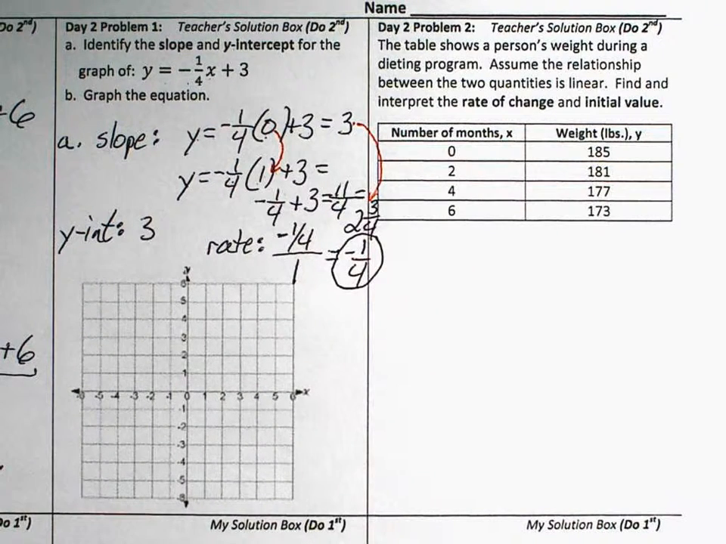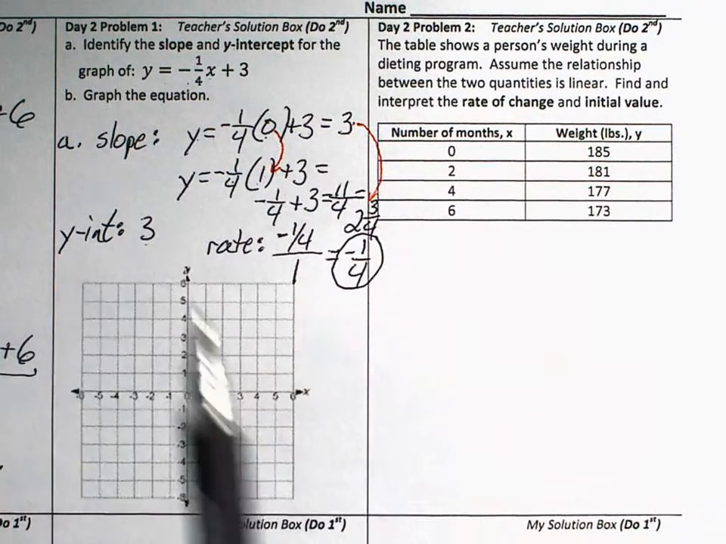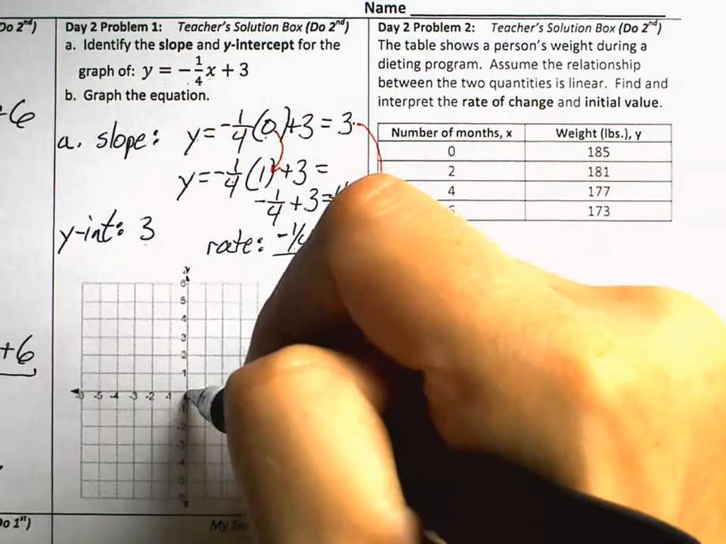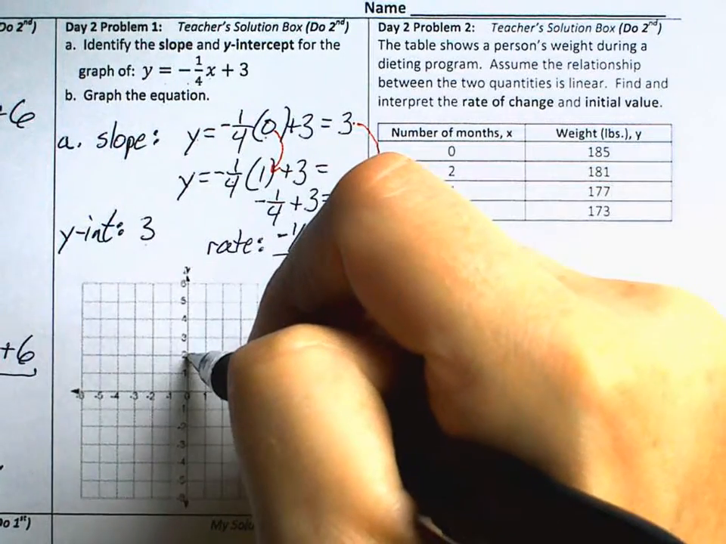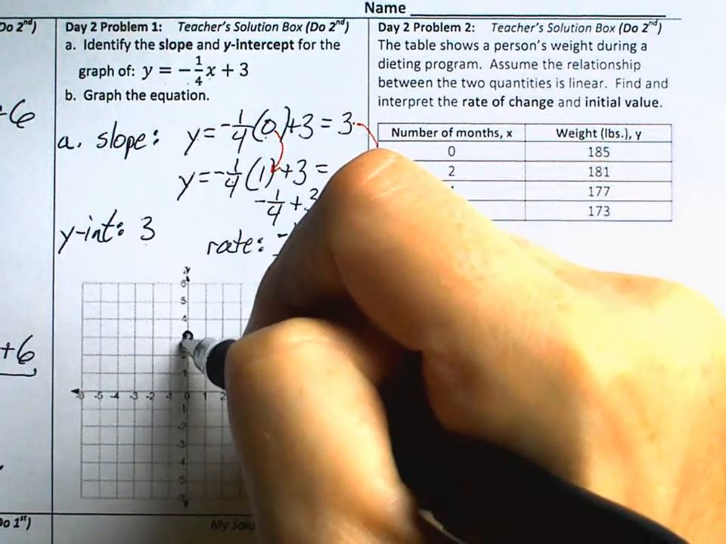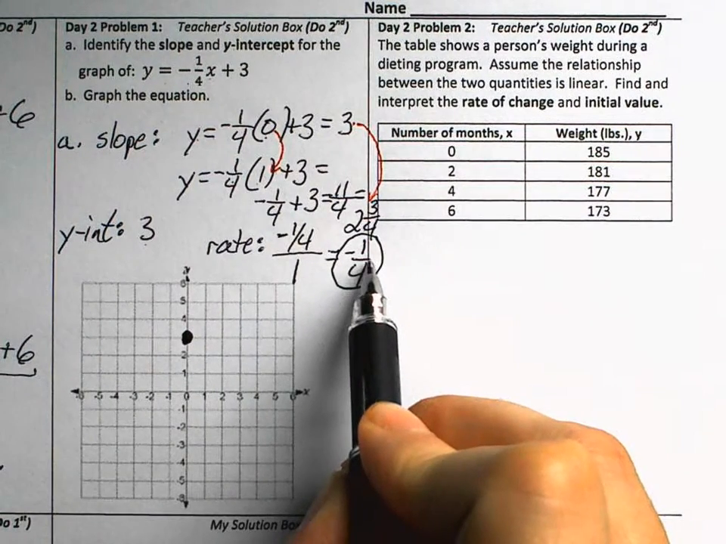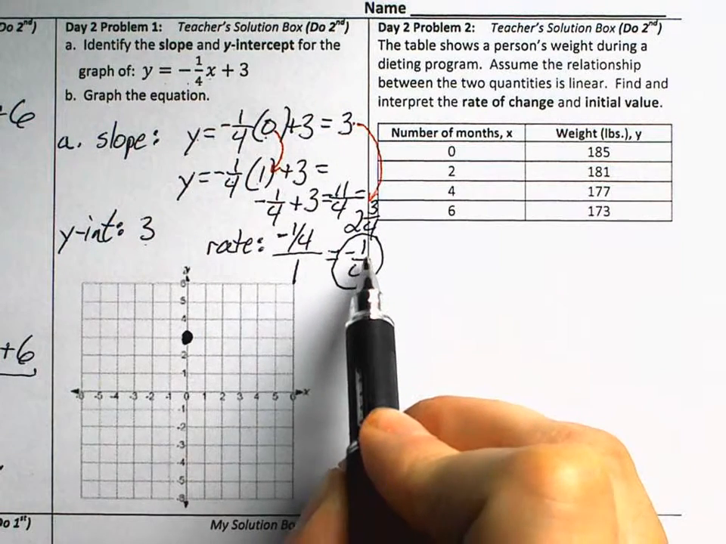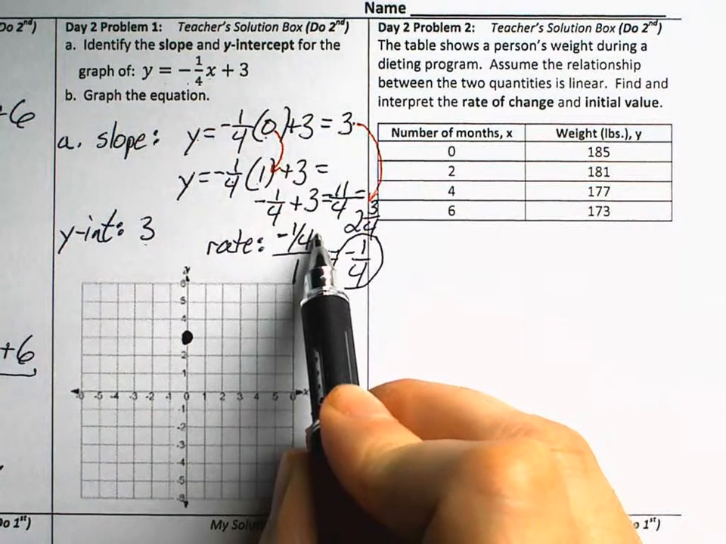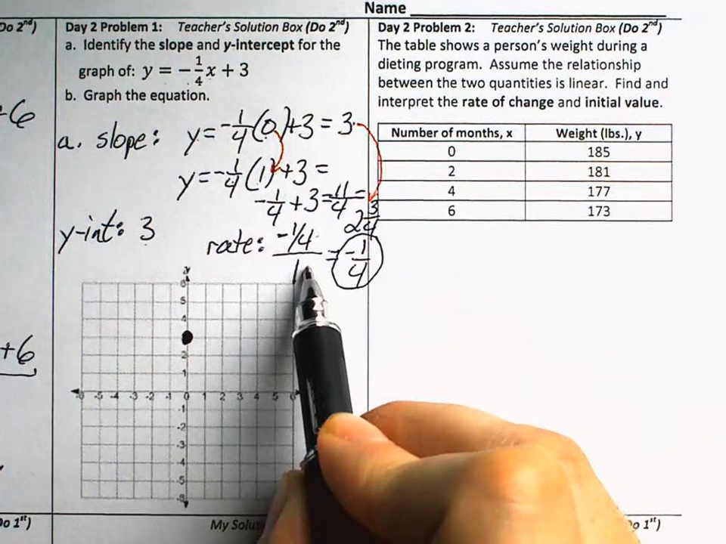Now part B, let's graph the equation. Start with the y-intercept. The y-intercept is at positive 3 on the y-axis. So here's the origin, 1, 2, 3. Here is positive 3 on the y-axis. Now we're going to use the slope to find a dot on our line. Here's the slope, negative 1/4. Or in terms of its rate of change, the y value will decrease 1/4 of a unit when the x value increases by 1 unit.